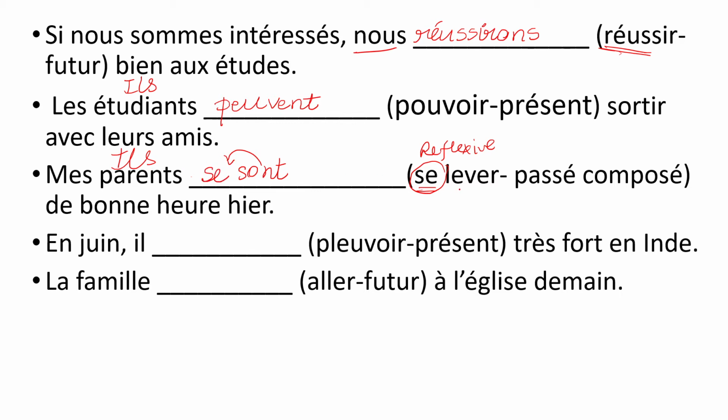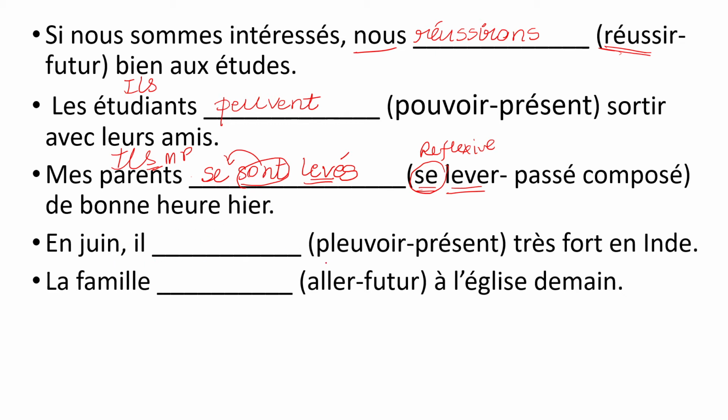Okay, then you have to change this into its participle. Lever is a normal er verb, so you have to cancel er and make it e accent. Now remember, whenever you have être as the auxiliary, the participle has to agree with the subject. Okay, so ils is masculine plural, so you need to agree by putting an extra s. That's it.